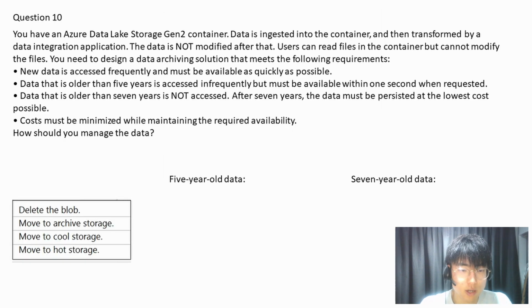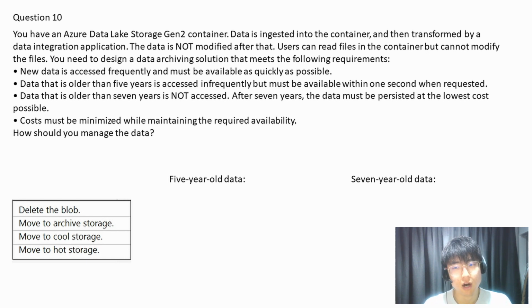Looking at our question here, for 5-year-old data, it is infrequent but it is accessed, but must be available within 1 second when requested. Since our access is not frequent, we don't want to go with hot. When we want it, it has to come quick. We don't want to go with archive as well.